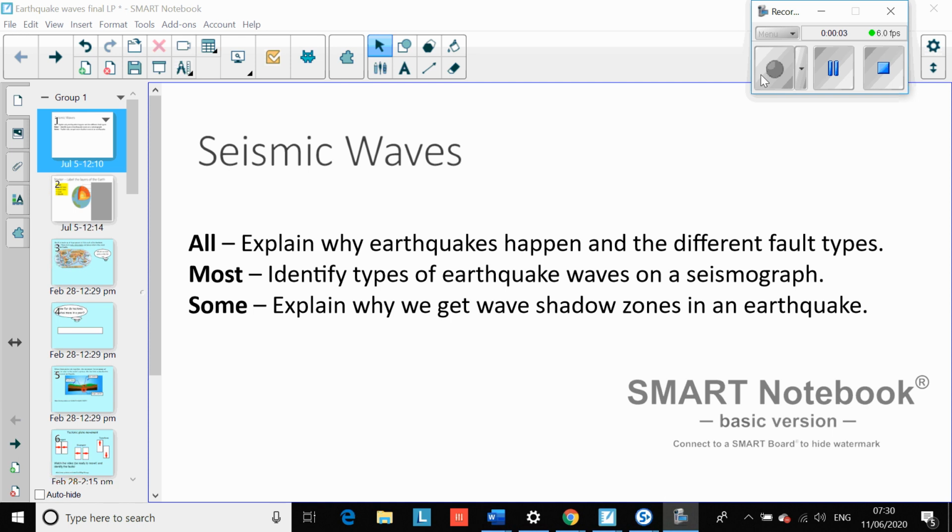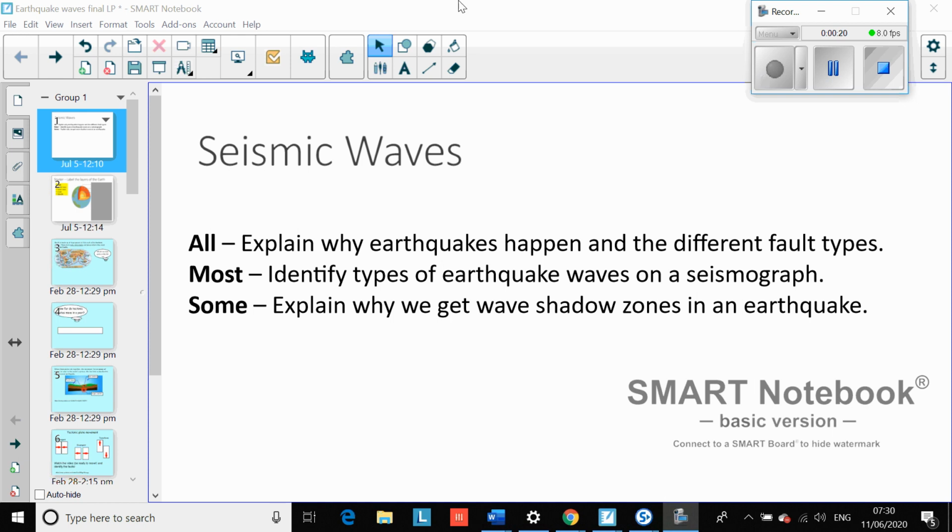Right, hello Year 8. So today is going to be split into two parts. I'm just going to quickly finish off the structure of the Earth and earthquakes by how we use something called seismic waves. And then we're going to start to look at rocks and something called the rock cycle.